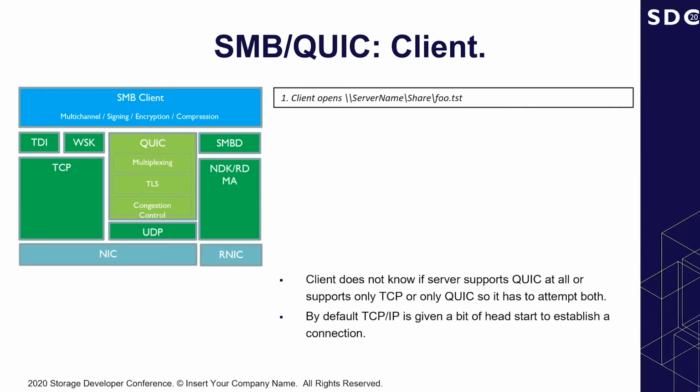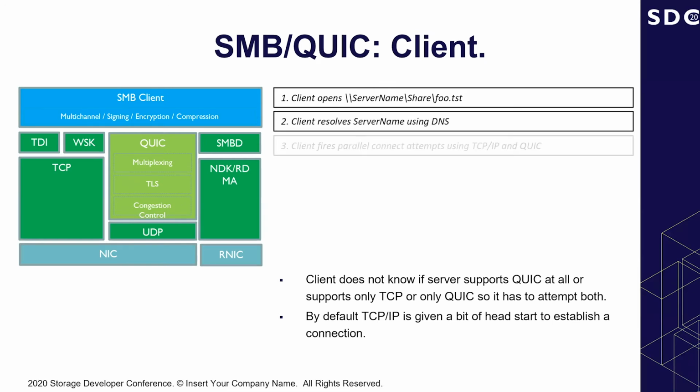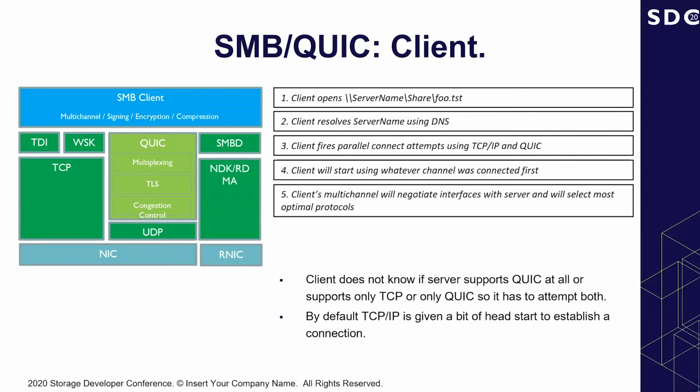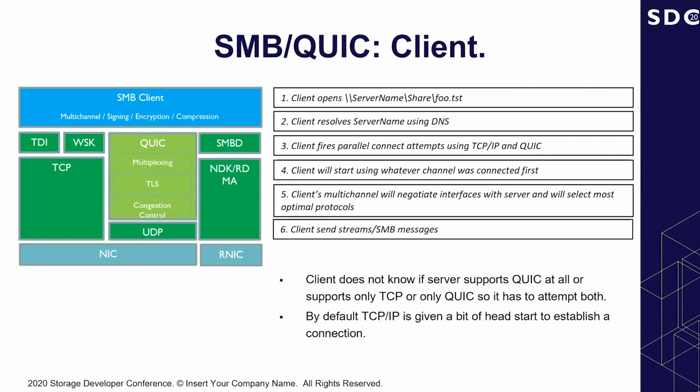A workflow of how this works. First, the client tries to open a server name and a share. Then the name resolution happens. The client fires parallel connection attempts to TCP and QUIC. Currently, TCP is given a little bit of a head start. Whoever wins will claim the connection, and then the client will query the interface information from the server and multi-channel will kick in. Then the traffic is exchanged between the client and server. So the bottom line is both TCP and QUIC are attempted, and whichever succeeds first will be taken.